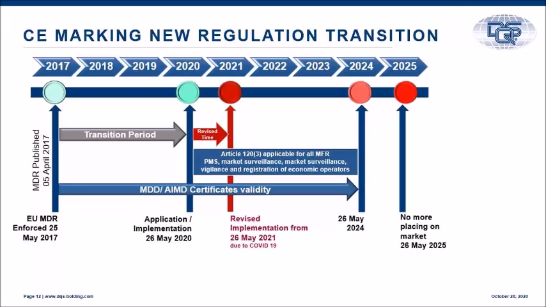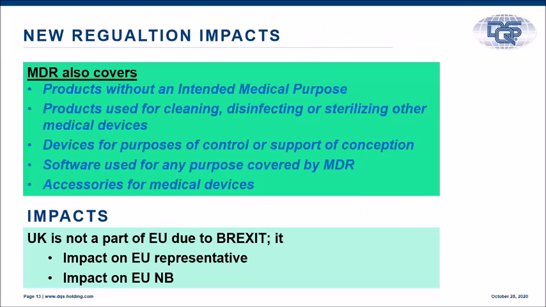So that is what the placing in market provision which has been given in the regulation. There are few significant things which has come into this regulation. It also covers products without an intended medical purpose. This is a tricky thing. There are products which need to be looked at with the same perspective of medical, but if you look at the intended purpose, it is not medical. So products without an intended medical purpose also are covered under this regulation.